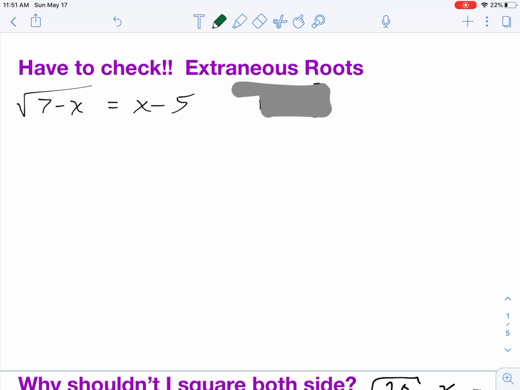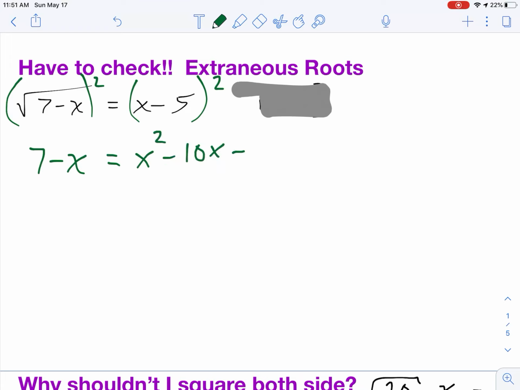Square root of 7 minus x equals x minus 5. We're going to square both sides to get rid of the radical and liberate the 7 minus x from the radical. I'm going to make sure I FOIL and do this binomial properly and get x squared minus 10x plus 25. I am going to have a quadratic, so I'm going to set everything equal to 0. I'm going to add x, and I'm going to subtract a 7.